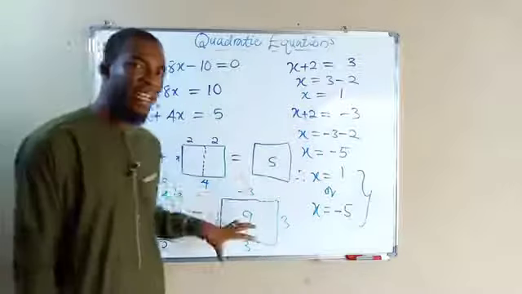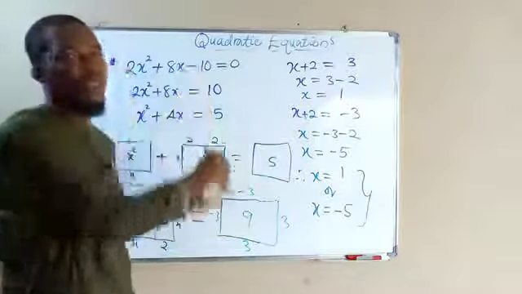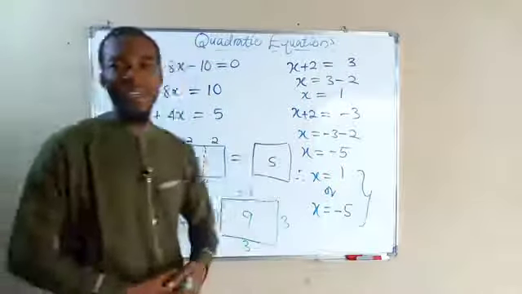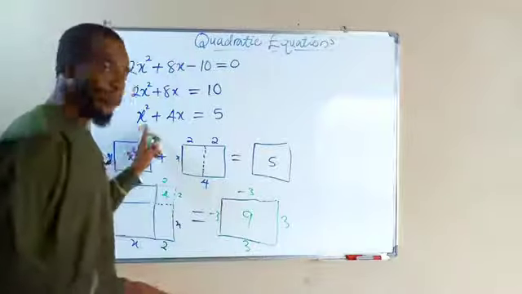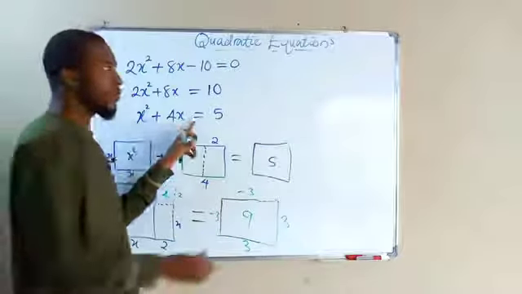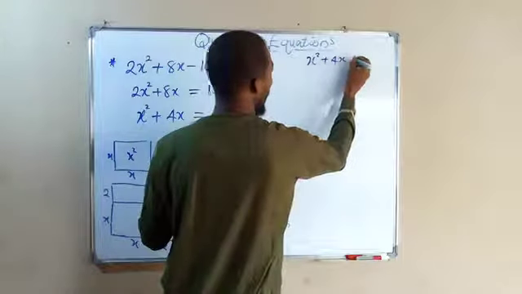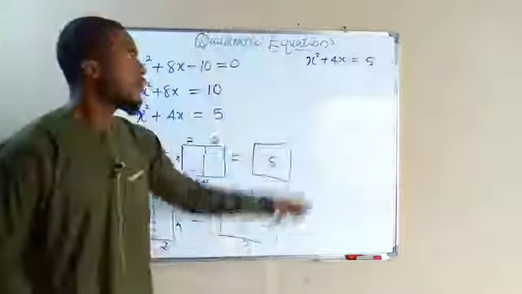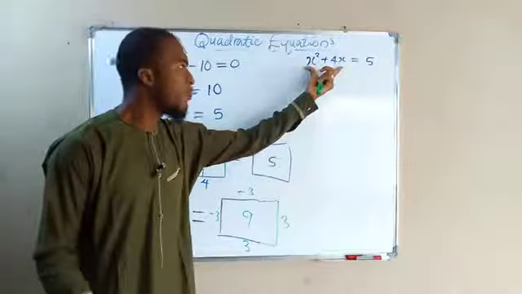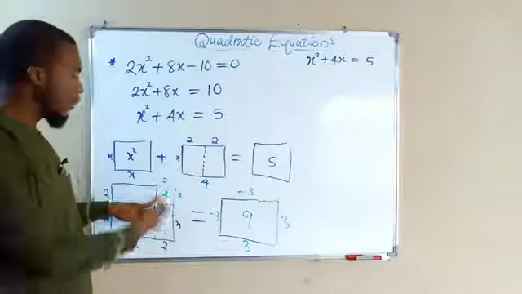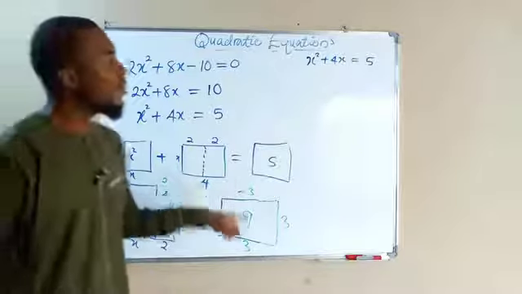So geometrically, this is how to solve a quadratic equation by the completing the square method. So let me explain all this mathematically. This is the equation we have: x squared plus 4x is equal to 5. To make the left hand side a complete square, this is what we have added, 4. And how do we get this 4?